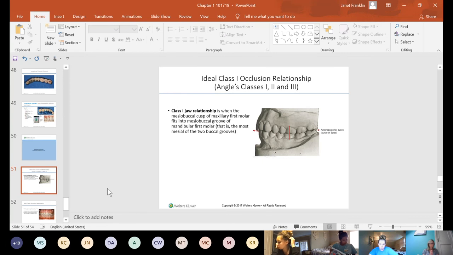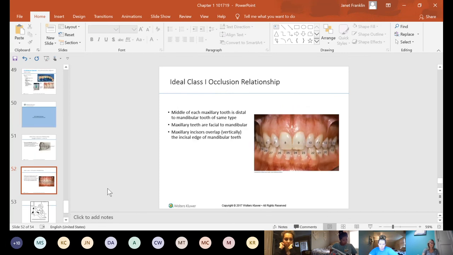Class 1 is perfect. In class 2, this is a picture of perfect occlusion.